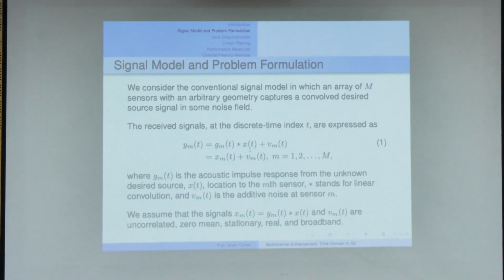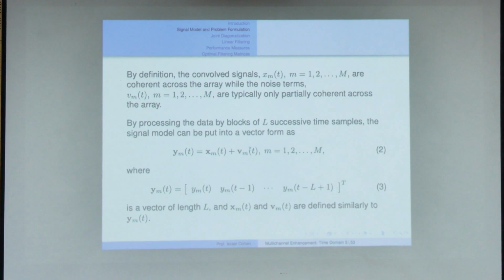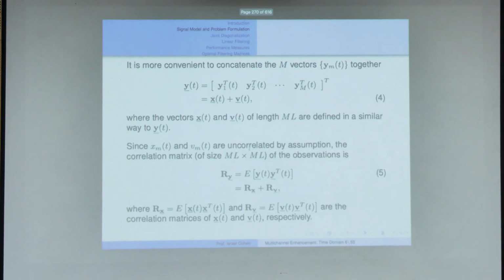Here we have the measurements, and the first step is to take L samples for each sensor. So we have L noisy samples for each sensor, and then we concatenate them into a long vector of length ML. So Y is defined as taking the L samples from each sensor and concatenating them into a vector of length ML. It is defined the same way for X and V, for the desired signal and the noise signal.